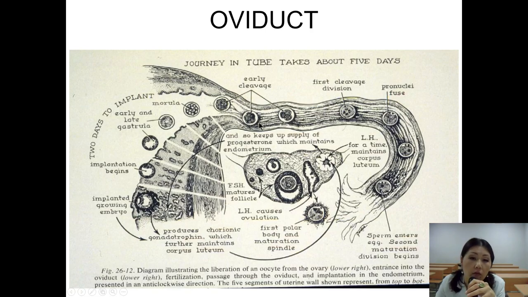These are steps of embryogenesis. It becomes blastula and morula, early and late gastrula, and implantation begins, and then the implanted growing embryo. And here it is in the endometrium of the uterine wall. Usually it takes 2 days for the embryo to implant.